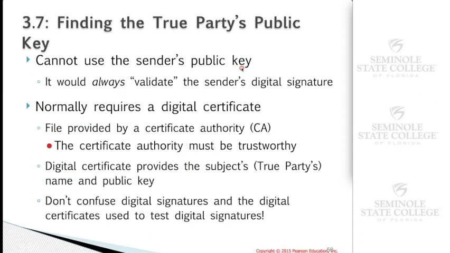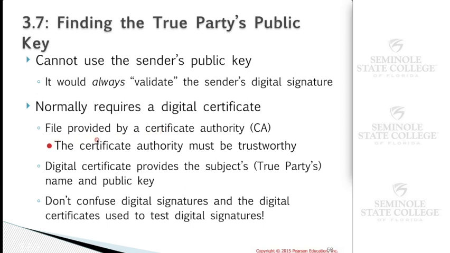Finding the trusted party's public key. So how do we do that? How do we find that? We cannot use the sender's public key because we don't know. The sender might have actually sent you a fraudulent public key. It's claiming to be Google. It sends you its public key saying, "Hey, look, I'm Google." Well, that's not good enough, right?